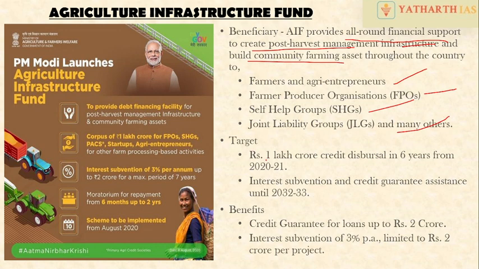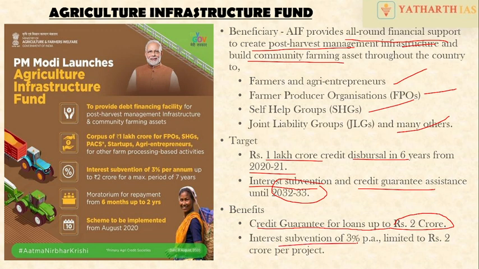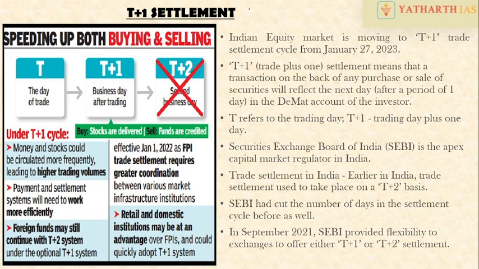The target is rupees 1 lakh crore credit disbursal in 6 years from 2020-21, with interest subvention and credit guarantee assistance until 2032-33. The benefits are credit guarantee for loans up to rupees 2 crore, and interest subvention of 3% limited to rupees 2 crore per project.